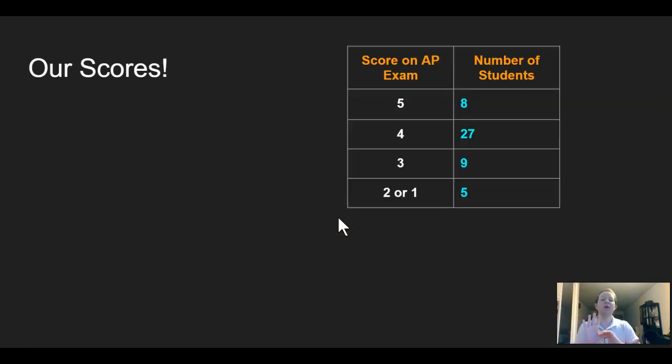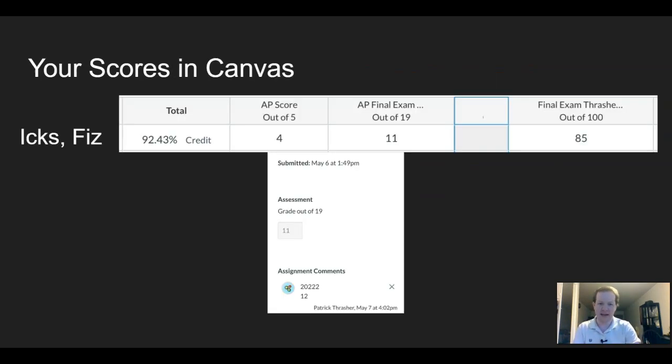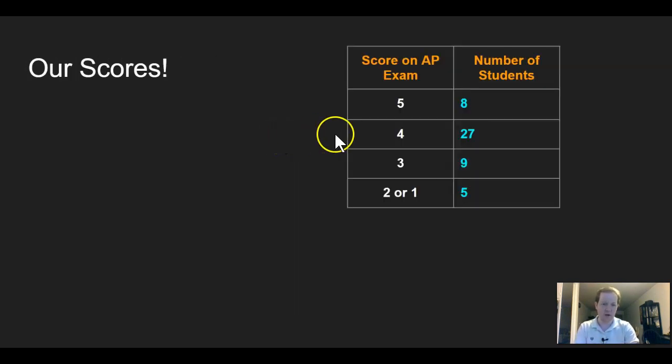Okay, let's talk about our scores. Let's see how we did as a class. I didn't break this down into sections or anything. To be honest, I may have miscounted. I was just quickly going through Canvas and adding up score totals. I was just going back here and looking at how many 4s we had, how many 3s, etc. This is our score breakdown.